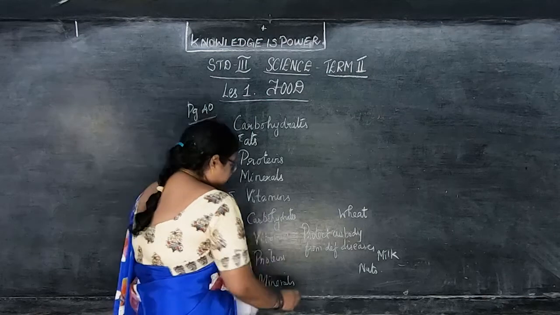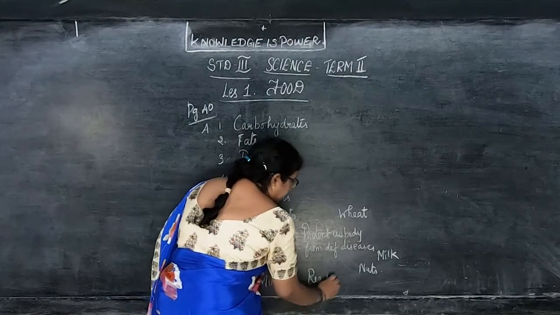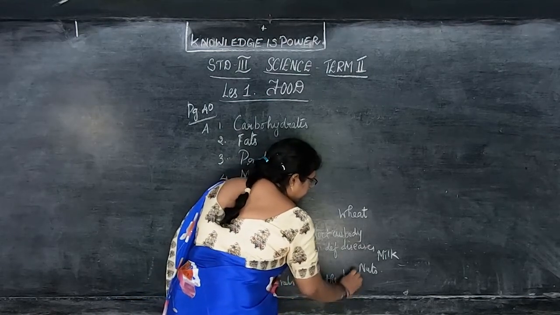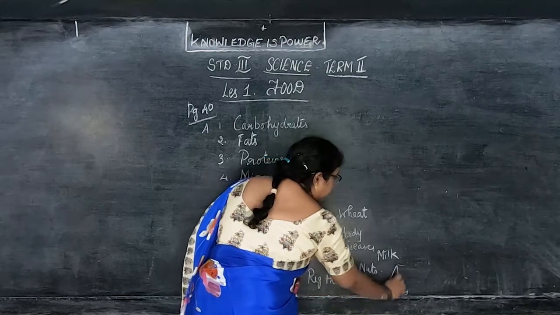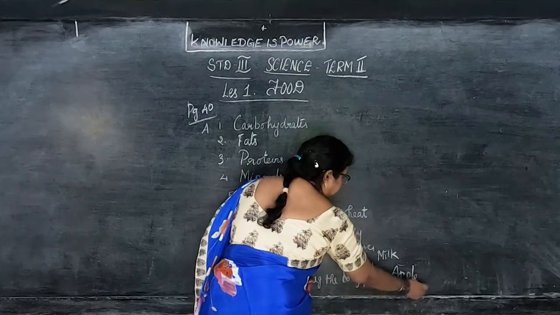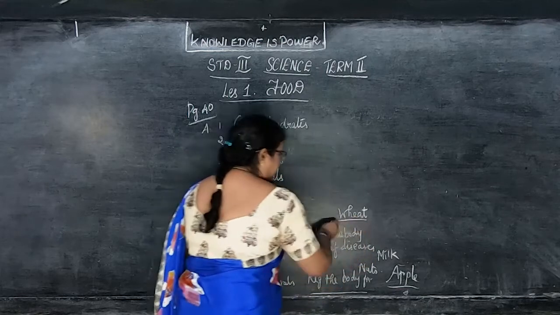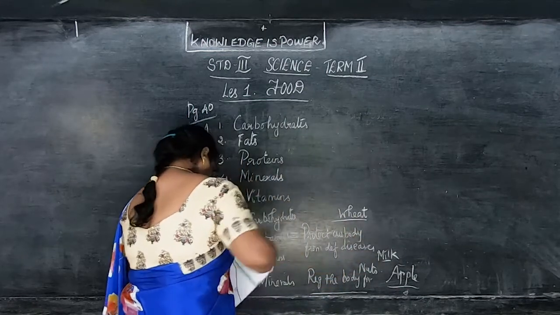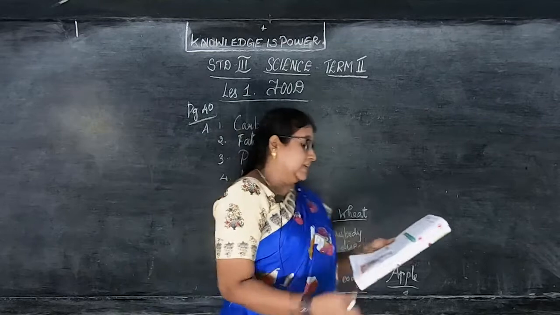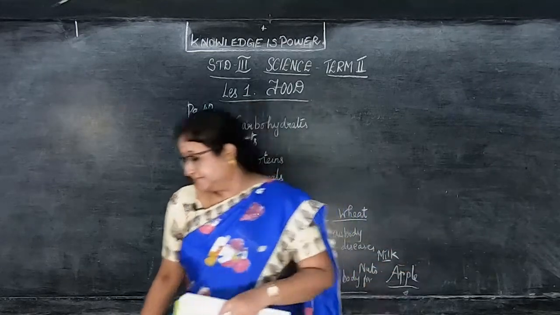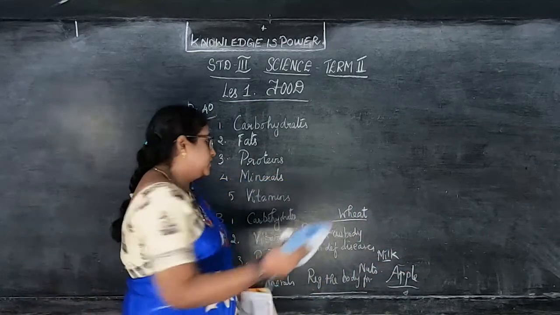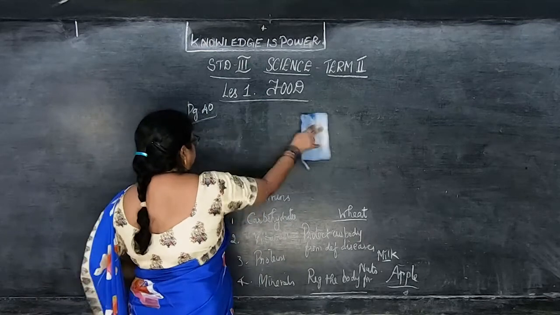Regulates the body function. And what are the sources you can give? Apple. Okay. Right, children? So do you understand this? Then next is a balanced diet. Okay. Do you understand this, children? So those who have the book, you can take down in your book, children.